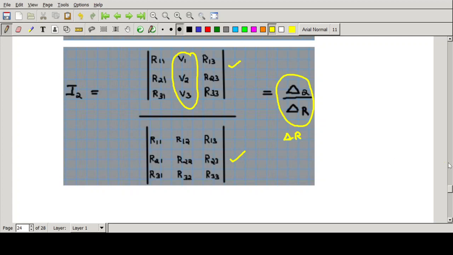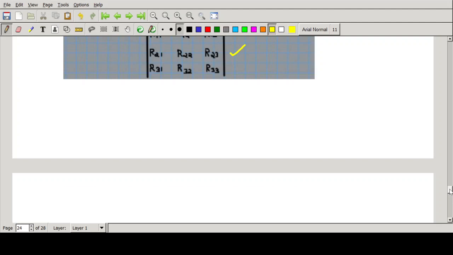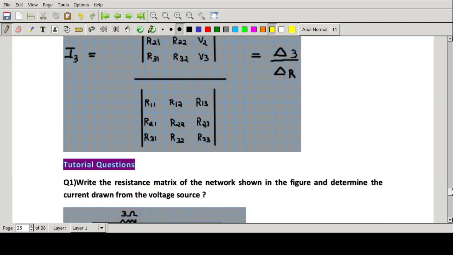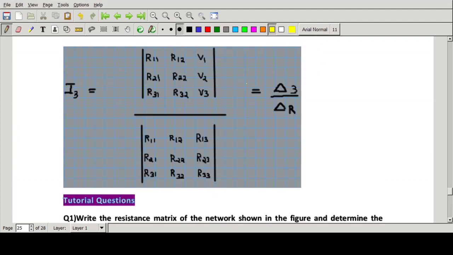Then what about I3? Very simple, no? You will replace the third column. See here, you replace the third column of the resistance matrix by voltage terms. You find the determinant, then divide it by the determinant of the resistance matrix. You will get the value of current I3. So it is very simple, no?